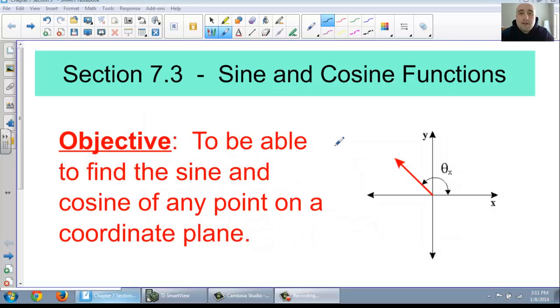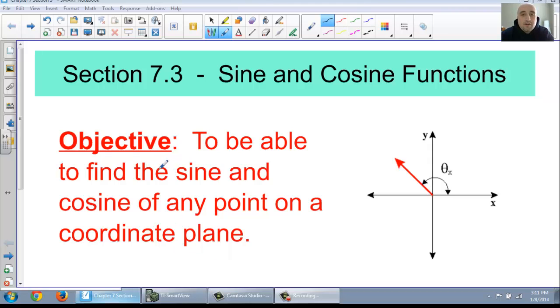Hi, welcome back. We're going to do section 7.3 today. This looks to be your third and final snow day and by far the longest Christmas break that we've ever had. So we're going to get right back into it.